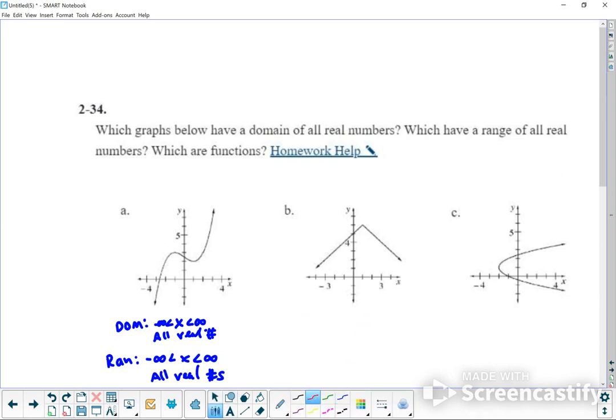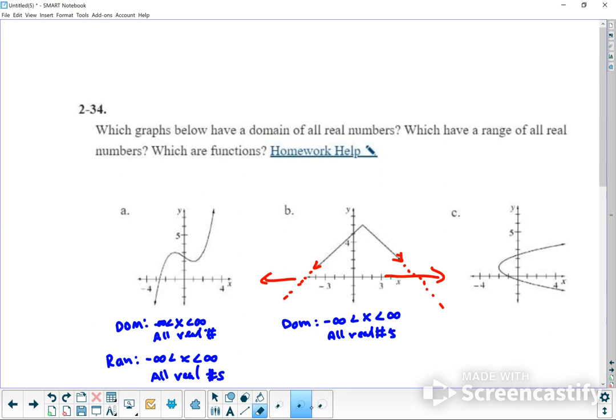This one right here, you can see that has an arrow, which means it's going to keep going. When it keeps going, that means it's going to keep going in this direction. This has an arrow, which means it's going to keep going also. When there's an arrow, it's going to keep going. So the domain is from negative infinity to positive infinity, or all real numbers. And the range on this one, oops, I forgot, range should be y's.